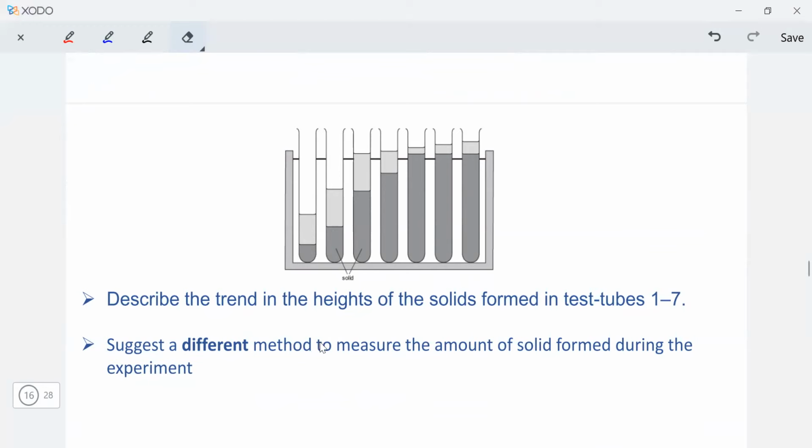Suggest a different method. Instead of measuring the height of the precipitate, how can I compare the different amounts of precipitate in different tubes? What would I do? I can say that I'm going to filter the precipitate, then dry it, and then weigh the solid. So instead of measuring the height, I filter, dry, and weigh the solid.